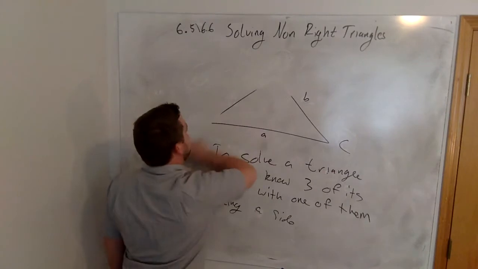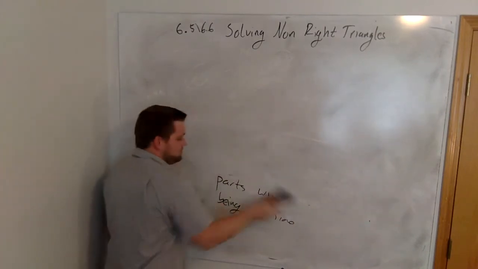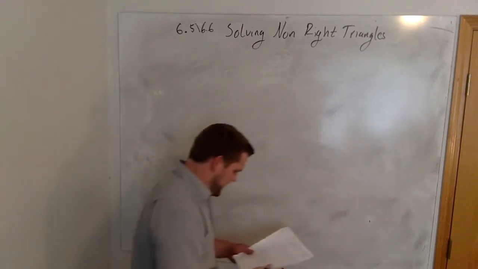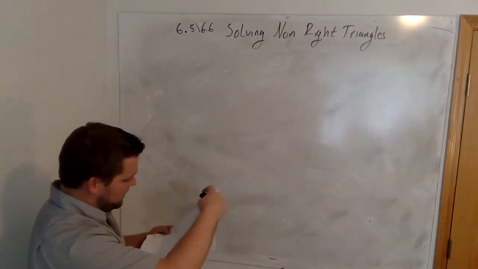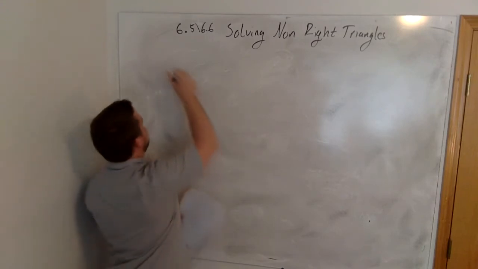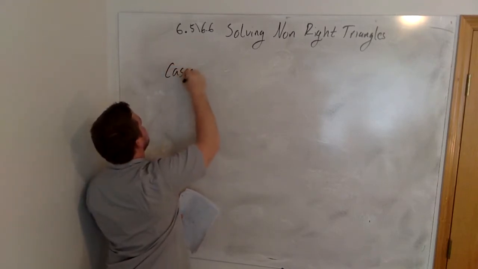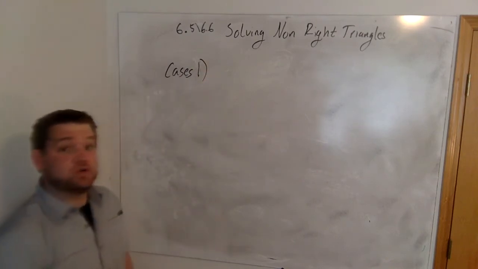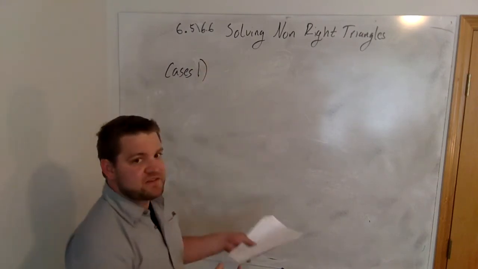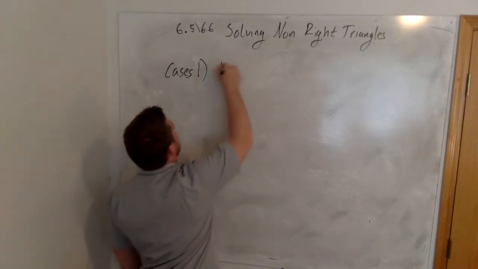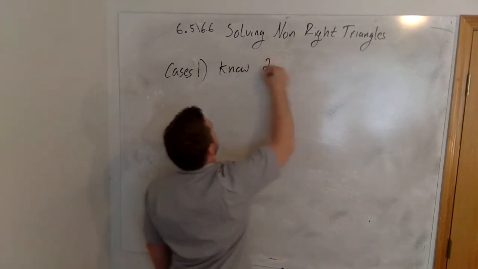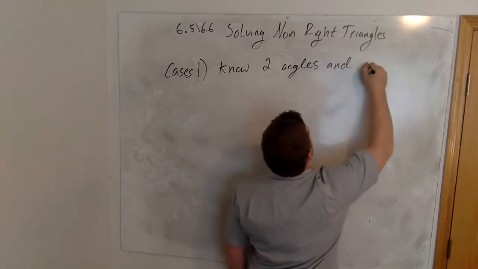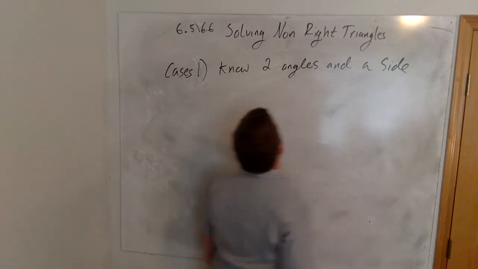Okay, so let's talk about those types of triangles, or what we kind of give their names. We give them special names. Okay. So we have a couple different cases. The first case, which I'll call case 1, is we could know 2 angles. And this is really the best case. So we know 2 angles and a side. We know 2 angles and a side.